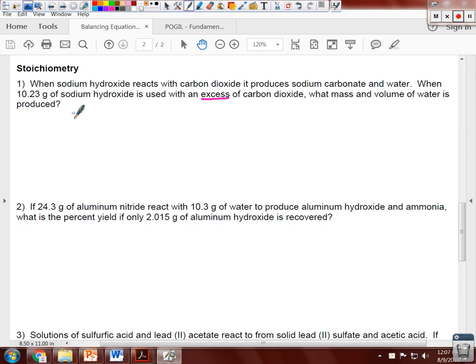So in sodium hydroxide, what's the formula? NaOH reacts with carbon dioxide, which is what? CO2. It produces sodium carbonate and water. So I'm going to go ahead and write the H2O over here because that's the easy one. The other one is sodium carbonate. You take a second and write it down. Sodium carbonate. Is that what you got?